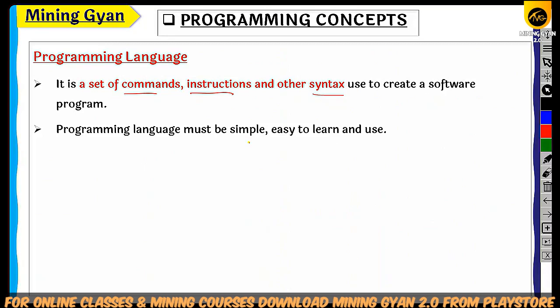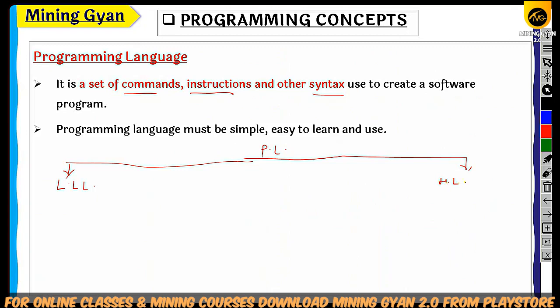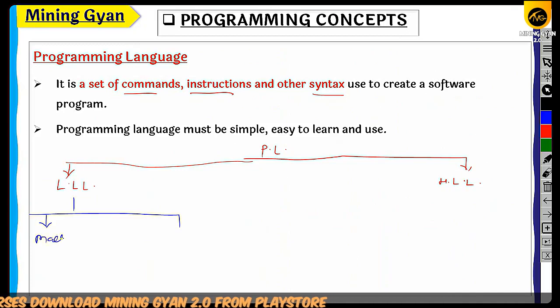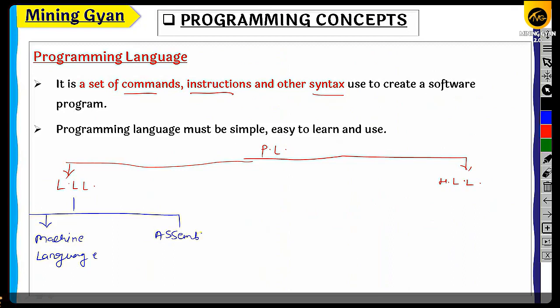Okay, so the programming language can be divided into two parts. The first one is the low level language, and the second one is the high level language. The low level languages are the traditional machine languages, machine level languages, and the second one is the assembly language. Assembly language also belongs to the low level languages.